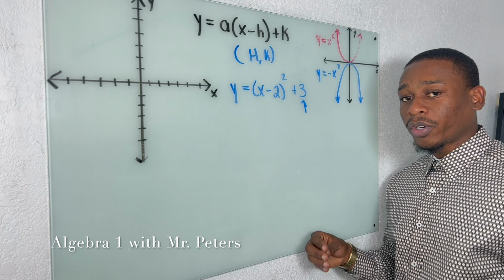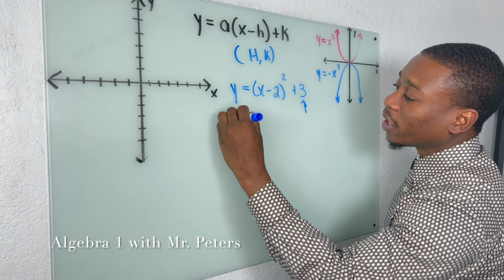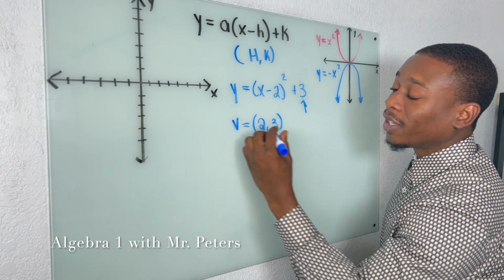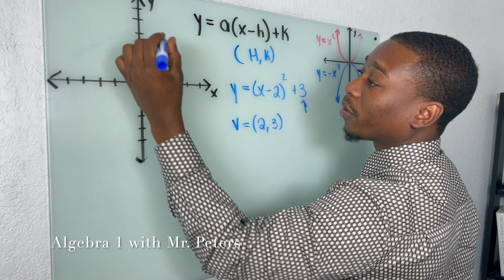If it says plus 3, it's positive. If it says minus 3, it's negative. So my vertex in this problem would be positive 2, positive 3. That's the first point we're going to plot, which should be somewhere right here.